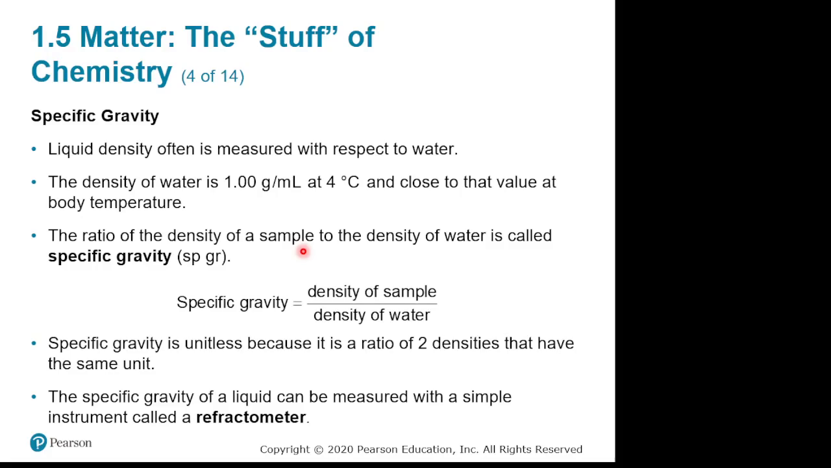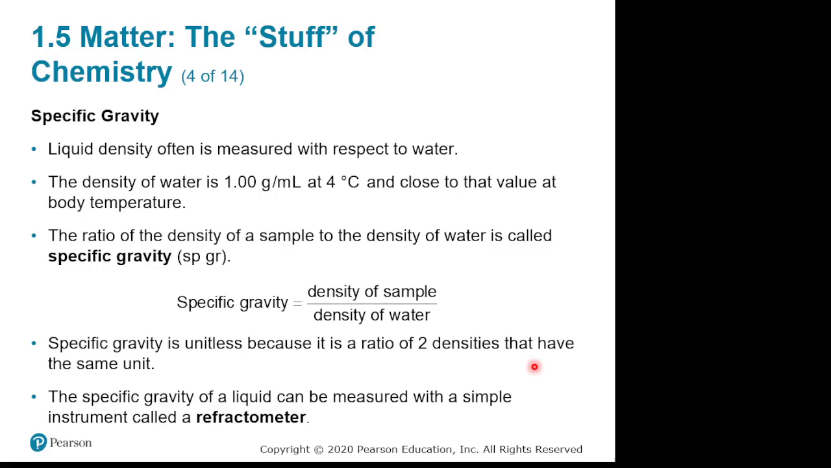So the ratio of density of a sample to the density of water is going to be called specific gravity. It's abbreviated SPGR. And so it's going to be, again, density of whatever you're looking at, the sample. It could be urine, it could be a metal piece, it could be wood, sugar water, whatever. Then you divide it by the density of water. What you'll notice is they have the same units. So you will actually end up canceling all your units, and you'll get a unitless number. That's specific gravity.